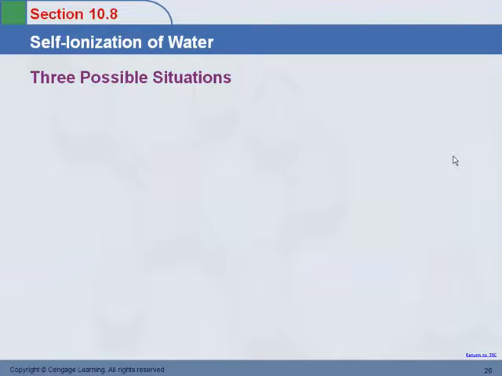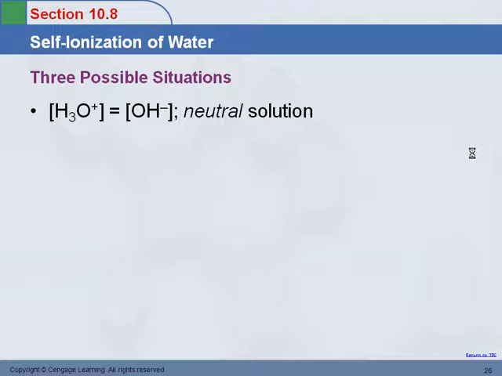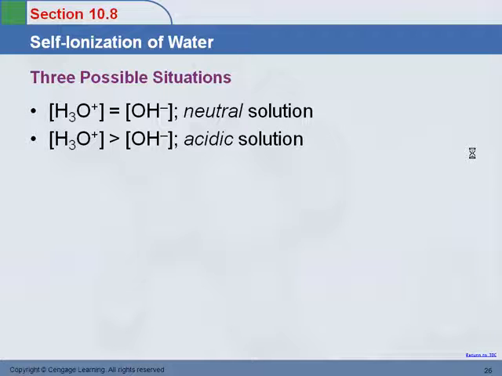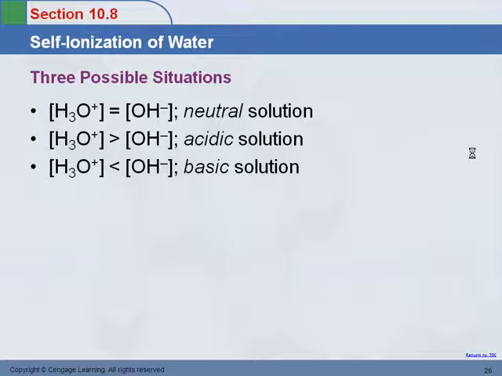So there are three possible situations that we want to make sure we understand here. One, hydronium ion concentration could equal hydroxide ion concentration, in which case my acid and my base concentrations are equal, and that's a neutral solution. If my hydronium ion concentration, which is essentially my acid in water, is greater than the hydroxide ion concentration, that is an acidic solution. If, on the other hand, my hydroxide ion concentration is larger than my hydronium ion concentration, that's a basic solution.